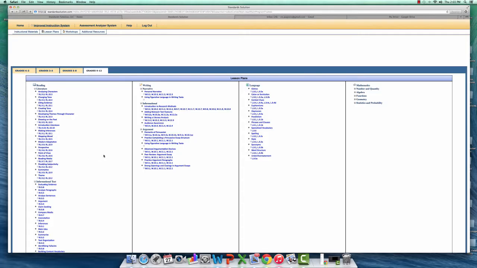So under literature, there are titles such as Analyzing Character, Making Inference, Modern Adaptations. Under informational text, we have things such as connotation, comparing media, analyzing paragraphs. Under our writing lessons, under information, we have things like Introduction to Research Methods, writing a literary analysis task, and then under argument, things such as advanced argumentation devices. And then in language, cliche, euphemisms, parallelism. So lots of important topics.